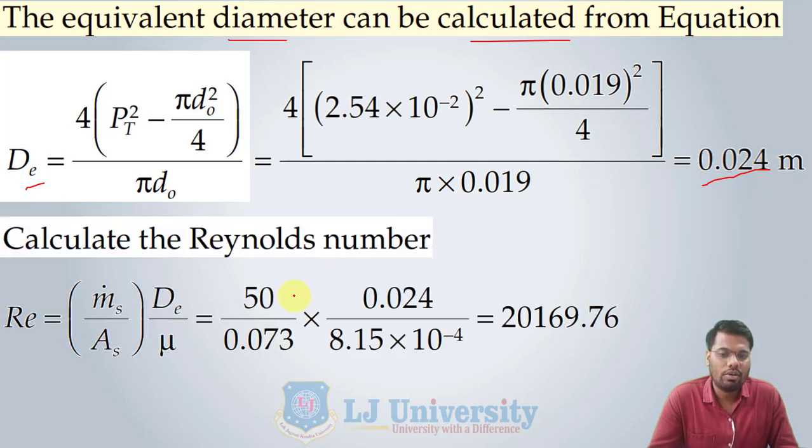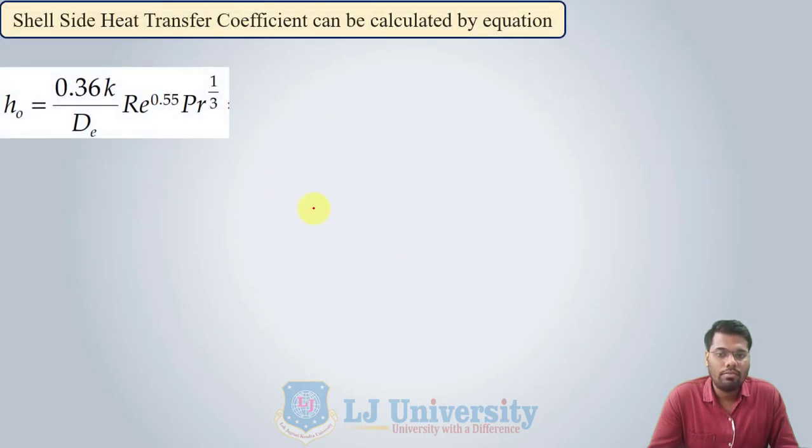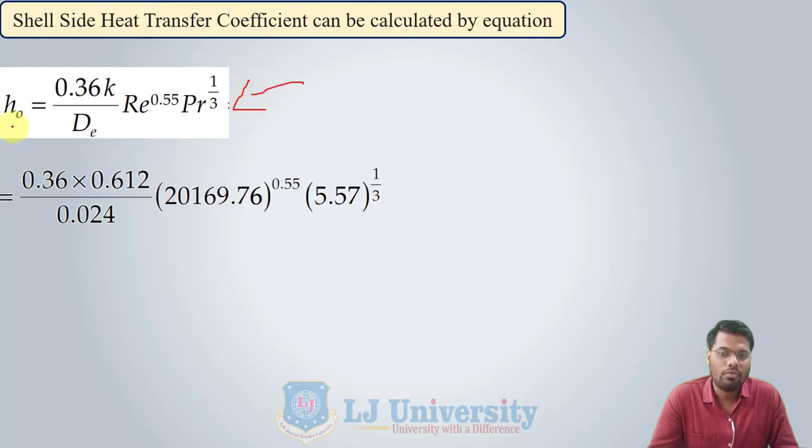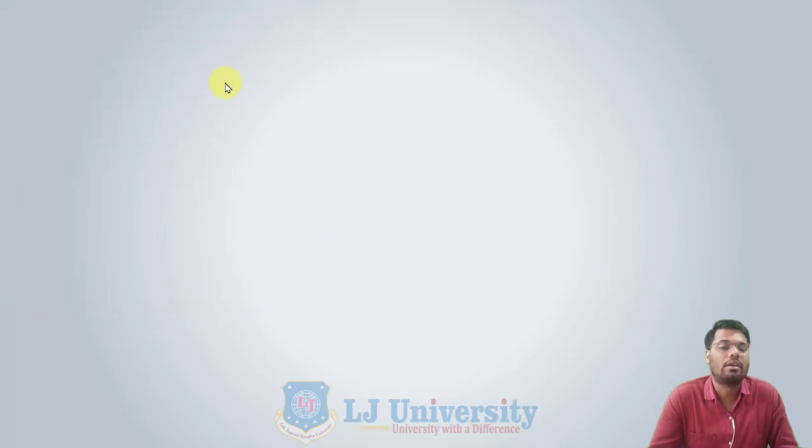Now we can easily calculate the Reynolds number using this equation: mass flow rate divided by cross flow area, times equivalent diameter, divided by viscosity. Putting all the values in this equation, we get the value of the Reynolds number. From that Reynolds number and this correlation, we can find the value of ho, because we have the Prandtl number in the given data. So ho would be 3793.6 watt per meter square according to Kern's method. This is the shell side heat transfer coefficient.